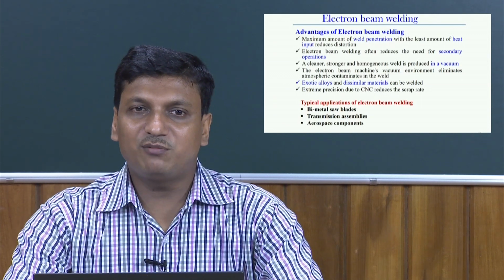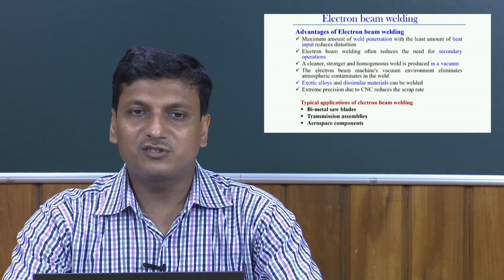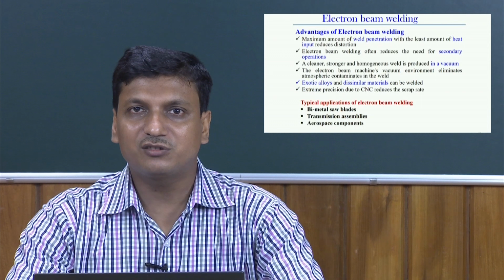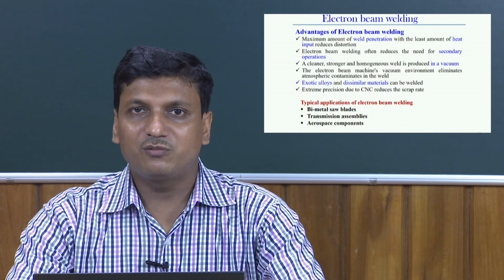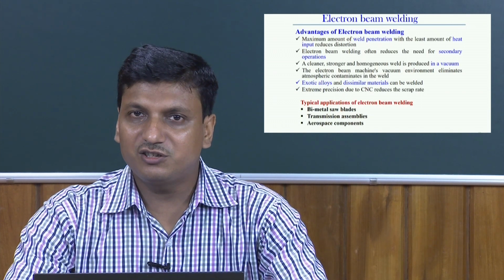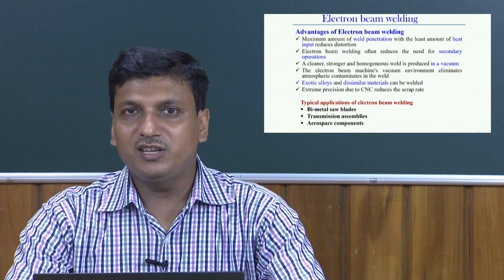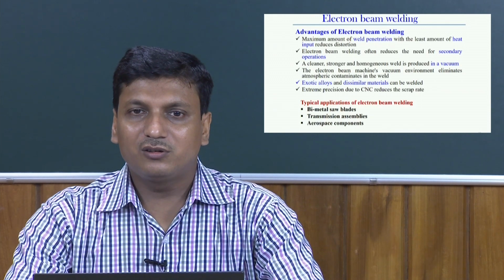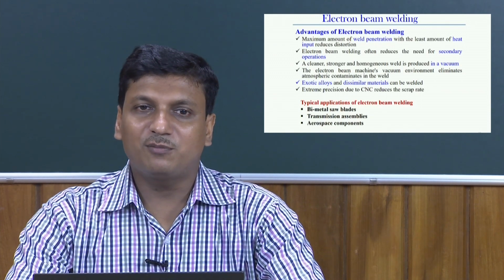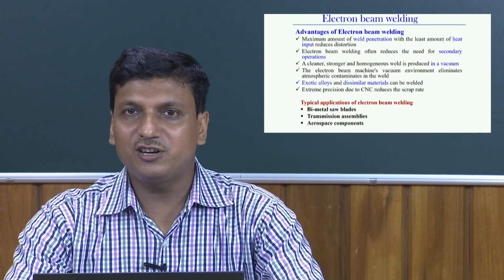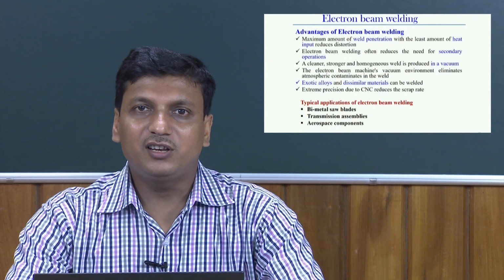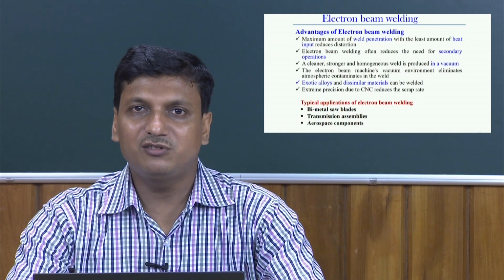Another advantage of the electron beam welding process is that extremely precise weld joints can be produced, because in most cases it is controlled by CNC machines, and in that way it also reduces the scrap rate. So, all these advantageous points exist in electron beam welding as compared to the laser, and there is a typical issue in electron beam welding, specifically the joining of dissimilar metals. That we will discuss later on.